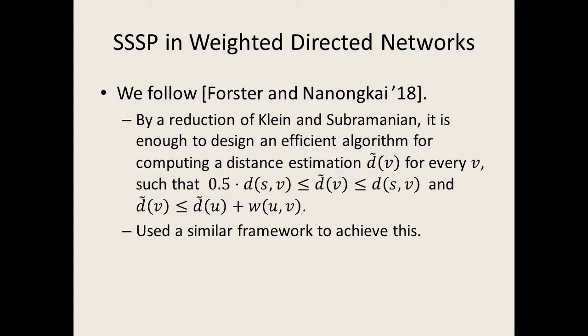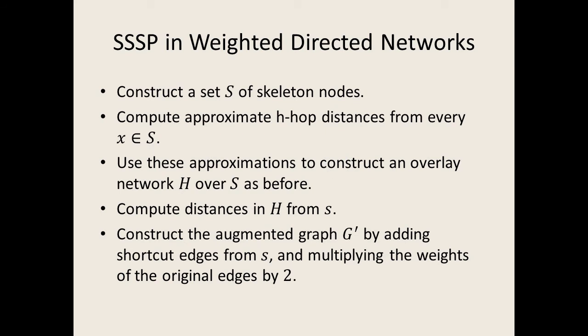We move now to the weighted case, and we follow the work of Forster and Nanongkai. First, by a known reduction, it's enough to devise an efficient algorithm for computing distance estimations, which are 2-approximations, and preserve a certain form of the triangle inequality for the graph's edges. To obtain this, they use a similar framework to the one that we use in the unweighted case, and this goes as follows.